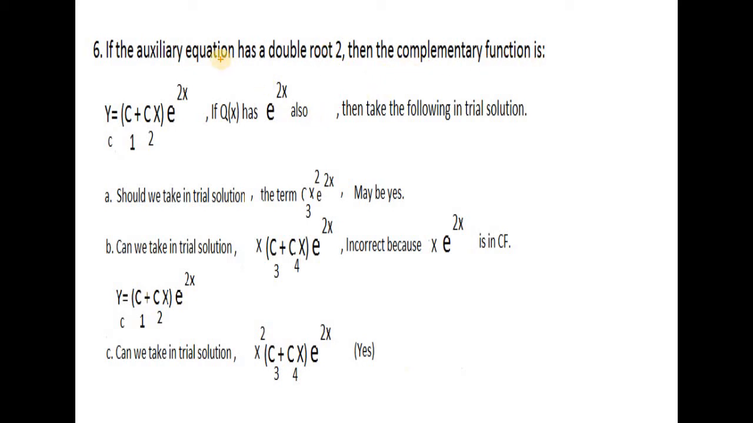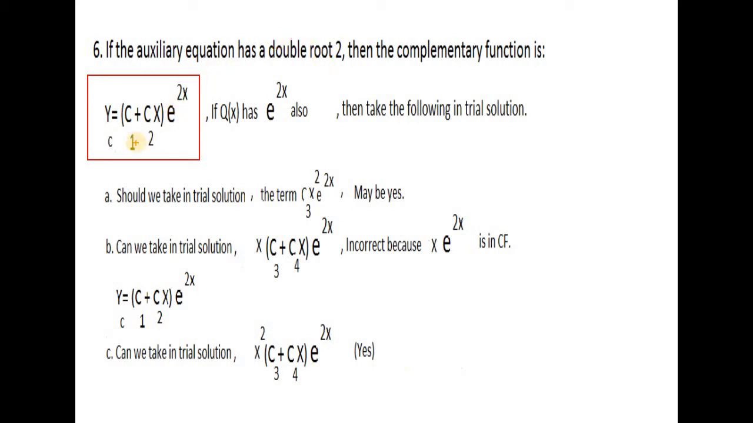If the characteristic equation of the homogeneous differential equation has a double root, two similar roots, then the complementary function will be y is equal to c1 plus c2x, e power 2x. Whenever we have a double root, we have to put the constant c1 plus another constant multiplied by x, into e power 2x. This 2 is the double root of the auxiliary equation corresponding to the associated homogeneous differential equation.